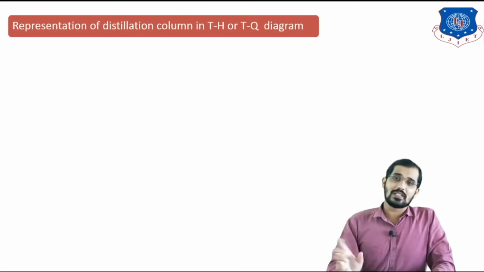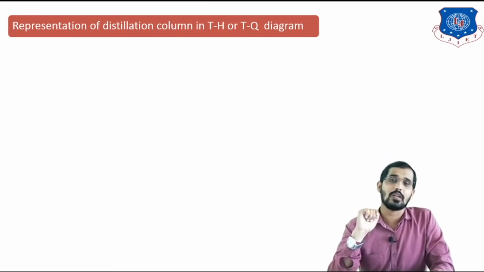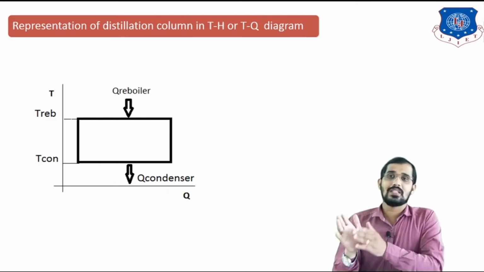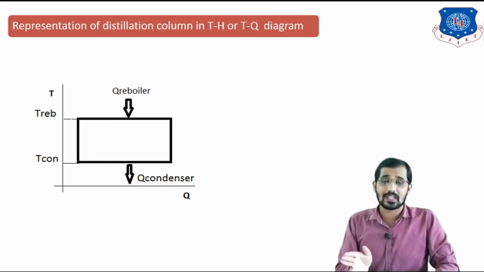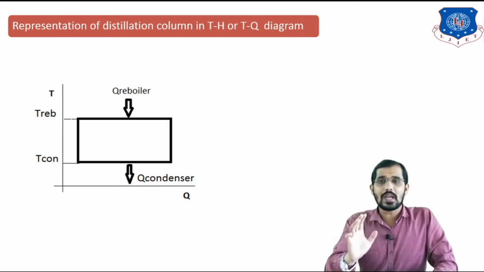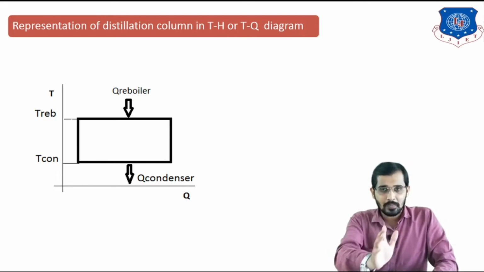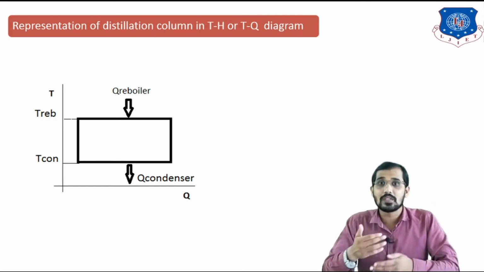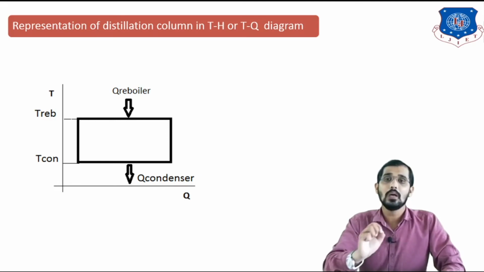So how do we represent this distillation column, which we have seen in the previous slide, in a TQ diagram or a TH diagram? You can see here, this is the figure. We know that on the y-axis there are the temperature intervals, and on the x-axis H values or Q values, both of which are heat. We know that Q reboiler is higher as compared to Q condenser, meaning the temperature in the reboiler is higher than the temperature in the condenser, because by using the reboiler we are providing heat, and by using the condenser we are removing heat. That's why Q reboiler is higher than Q condenser.